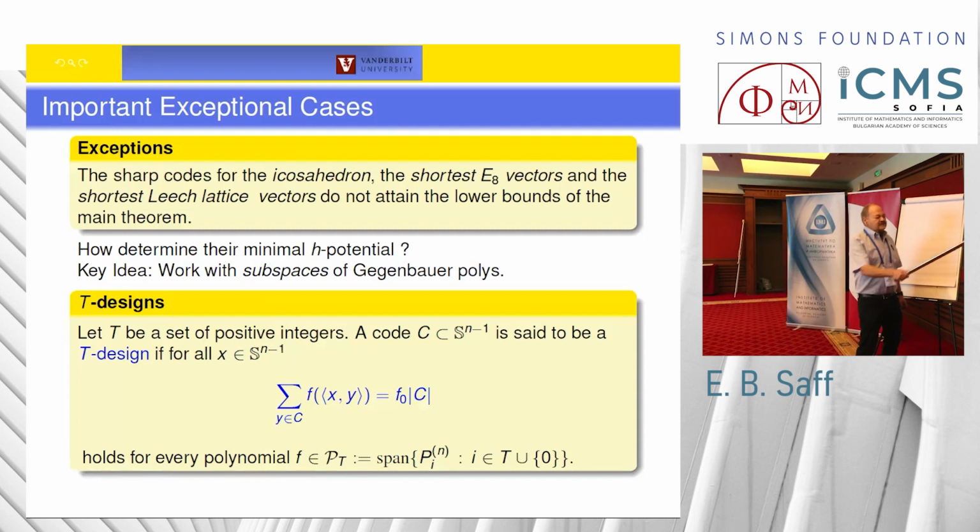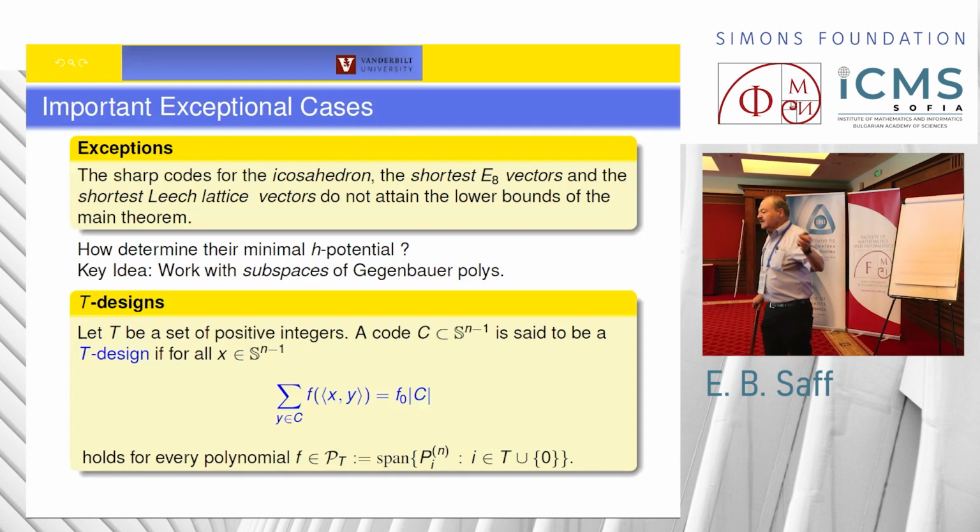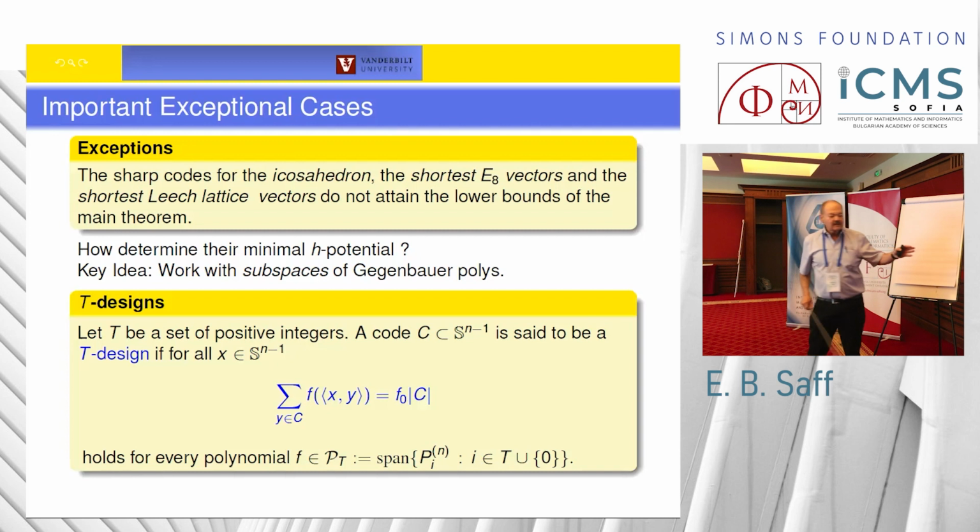T is just a set of integers, and a code C is said to be a T design if you have this magic property of equality, constant on the sphere. It holds for Gegenbauer polynomials whose subscript belongs to this set capital T, a set of positive integers. Or you can also define it in terms of vanishing moments.